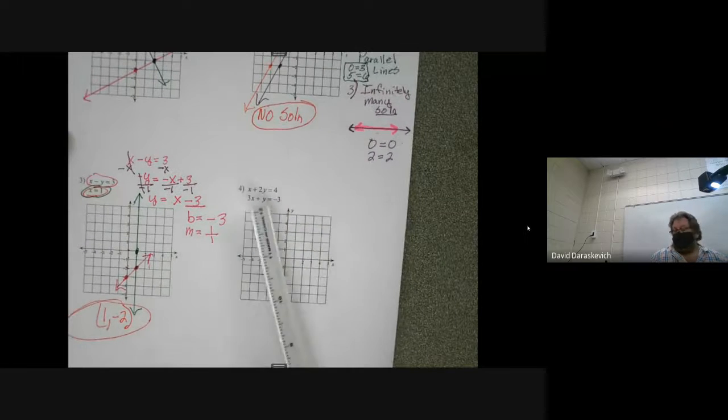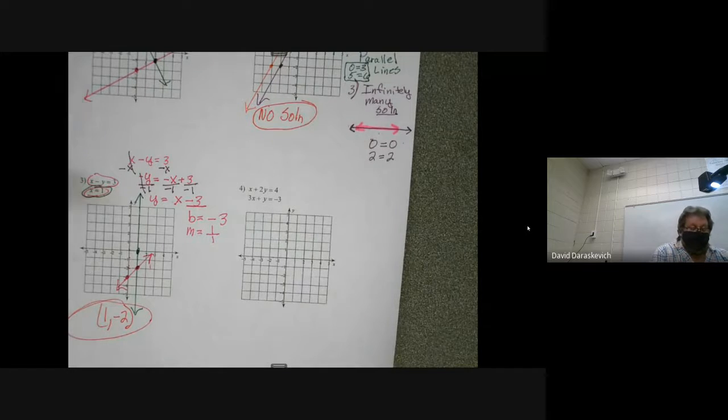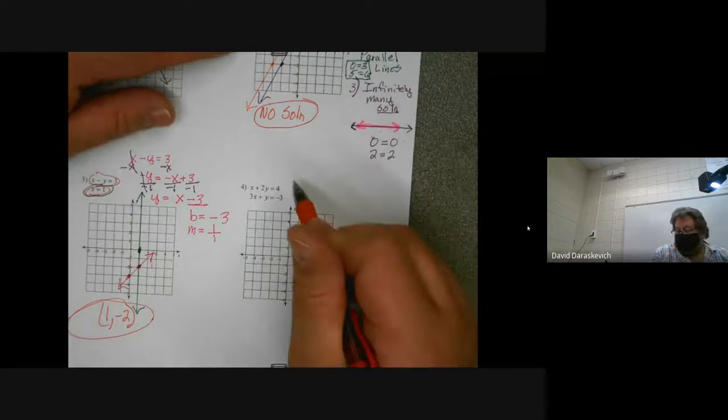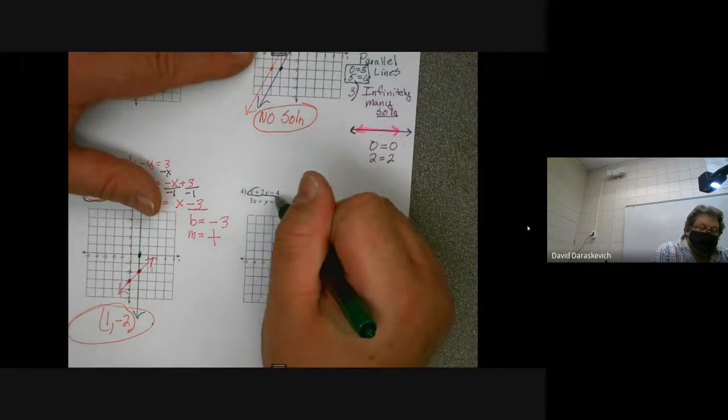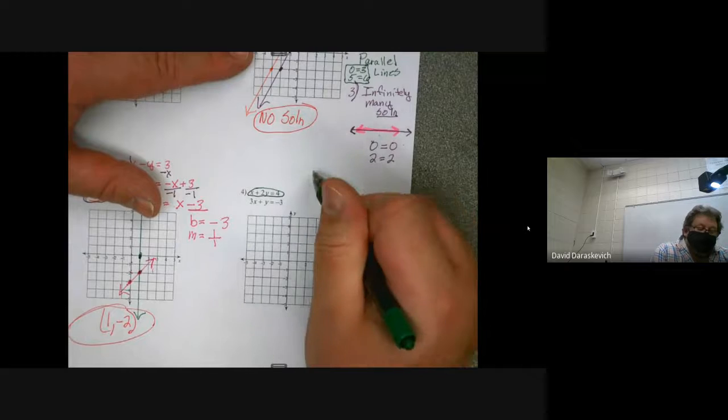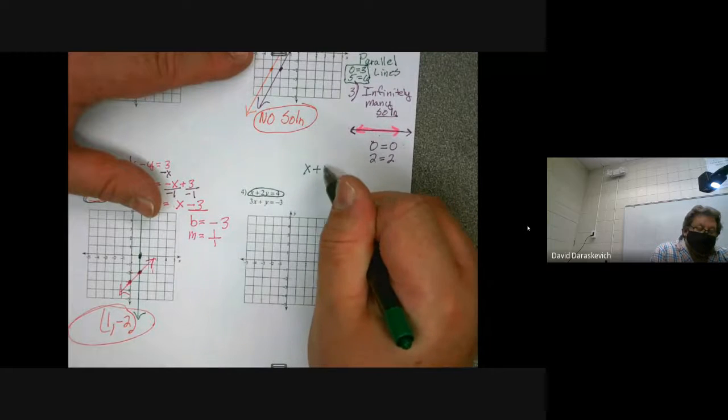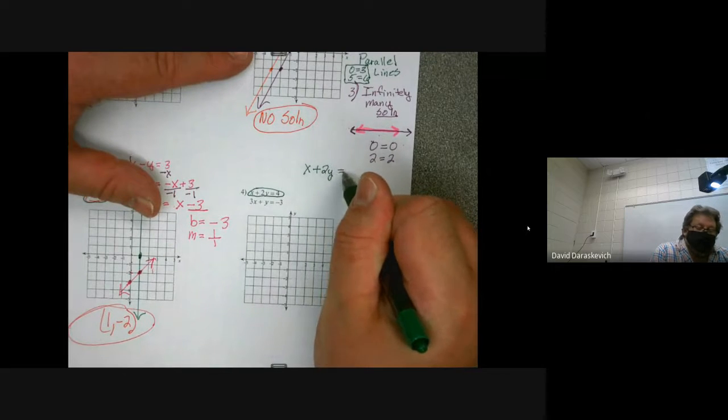Let's do one more. One of these was a tricky one. I can't remember. It must be this one. Okay, we've got to solve these for y. I have x plus 2y equal 4.